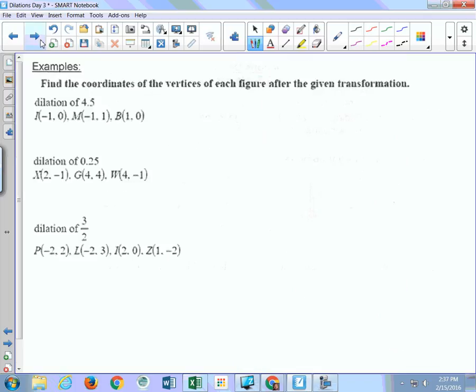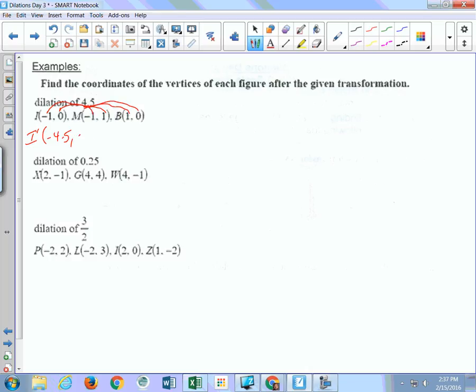All right, so to get new coordinates, we're going to take the scale factor 4.5, and we're going to multiply it times each x and y at each point. So x and y in the M, x and y in the B, x and y in the I as well. I can just do this in the calculator. 4.5 times negative 1, I can do that one in my head. It's I prime. That is negative 4.5.